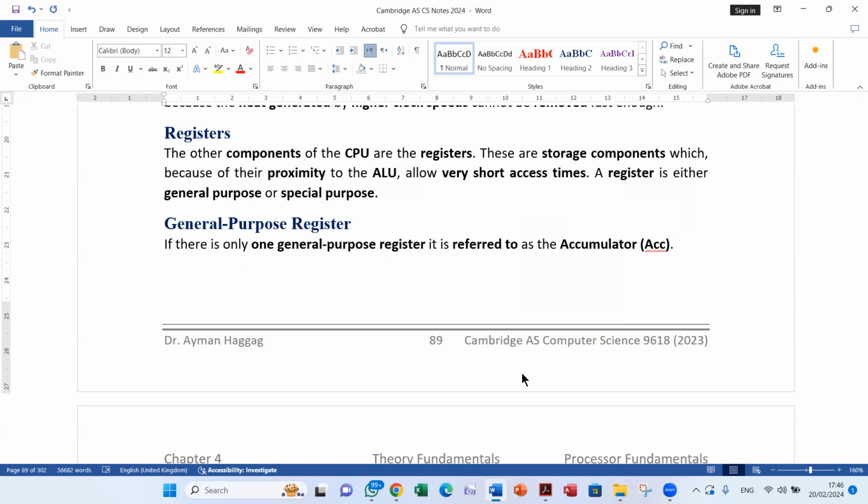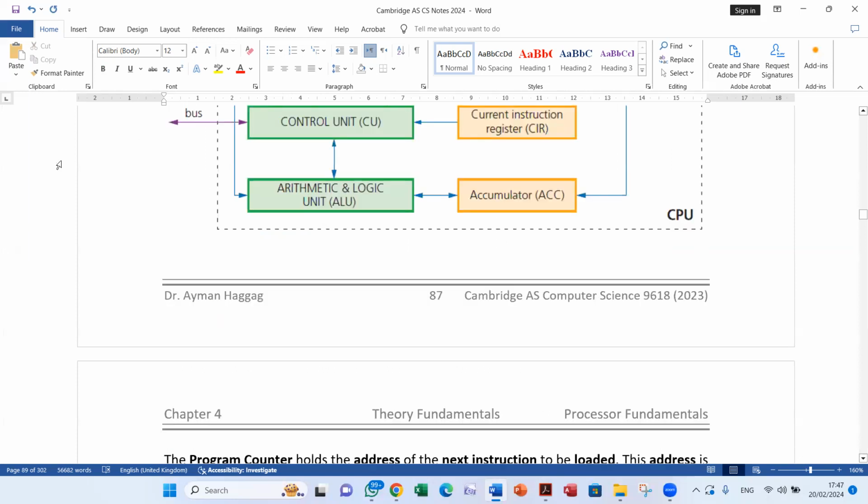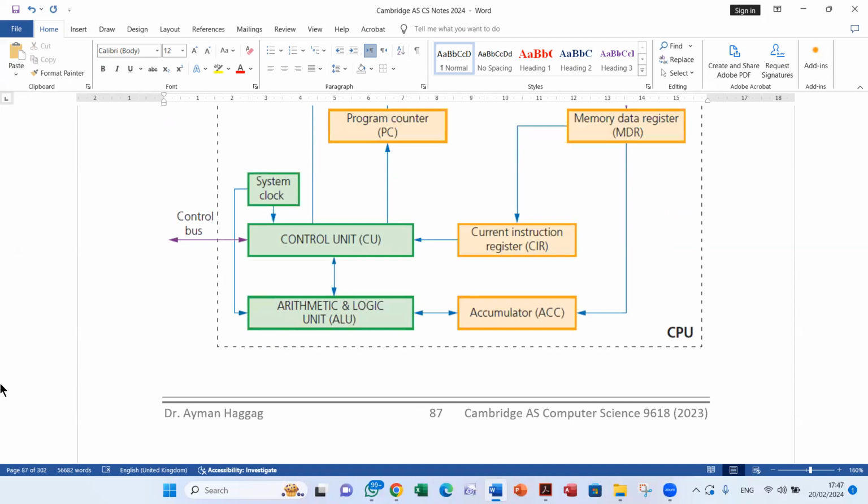So the other components of the CPU are the registers. These are storage components which, because of their proximity to the ALU, allow very short access times. A register is either general purpose or special purpose. There is only one general purpose register, referred to as the accumulator, ACC. They call this general purpose register the accumulator because they use it quite often in any mathematical or logical operation.